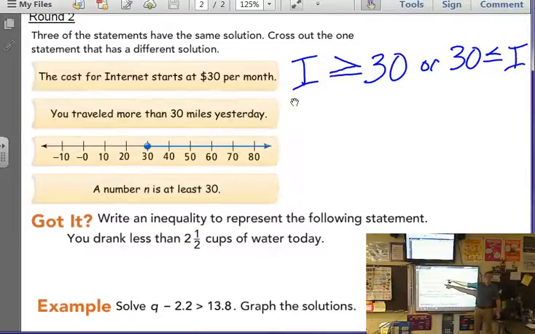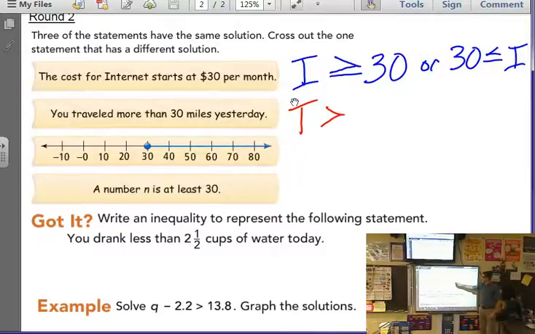You traveled more than, I could say T. Julian, what could I say? T, what symbol do I use there? T is greater than 30.